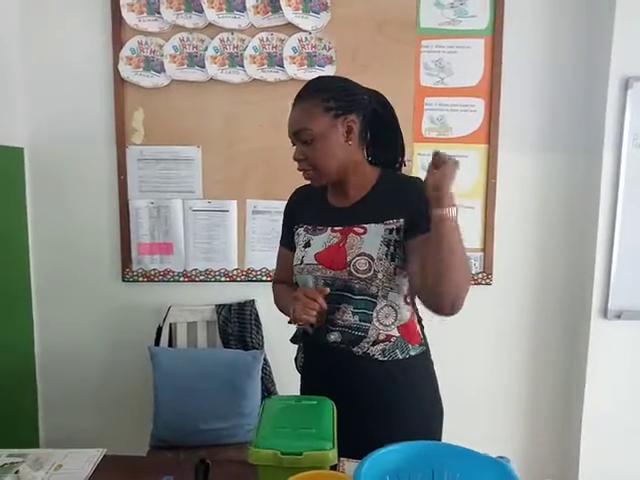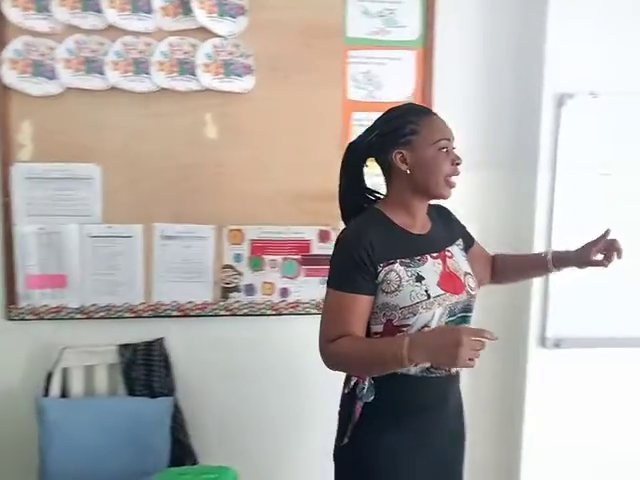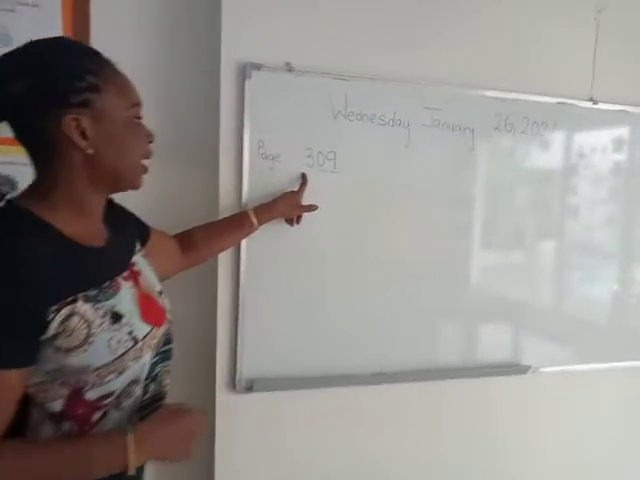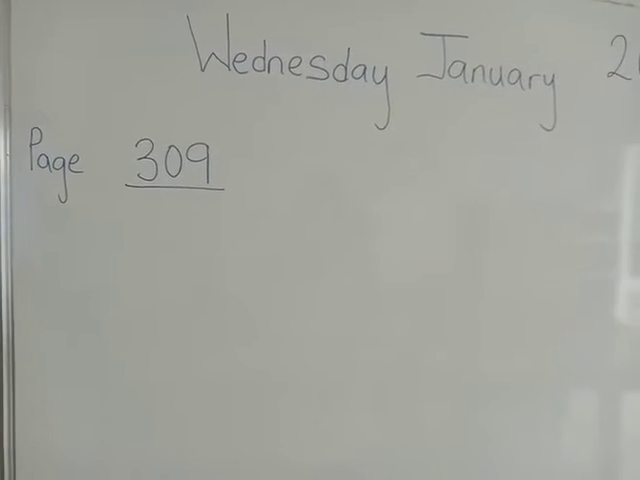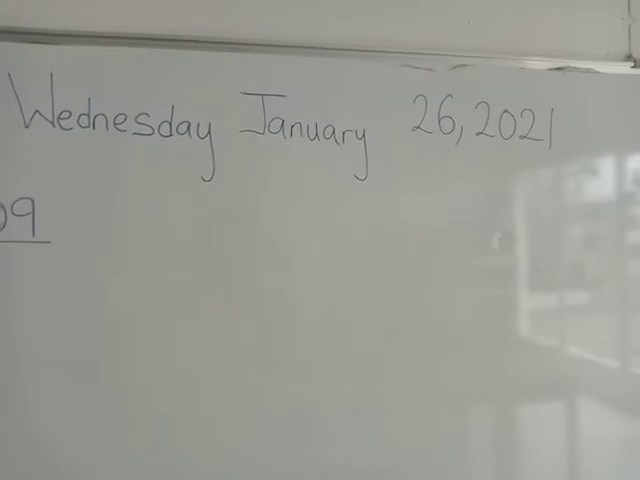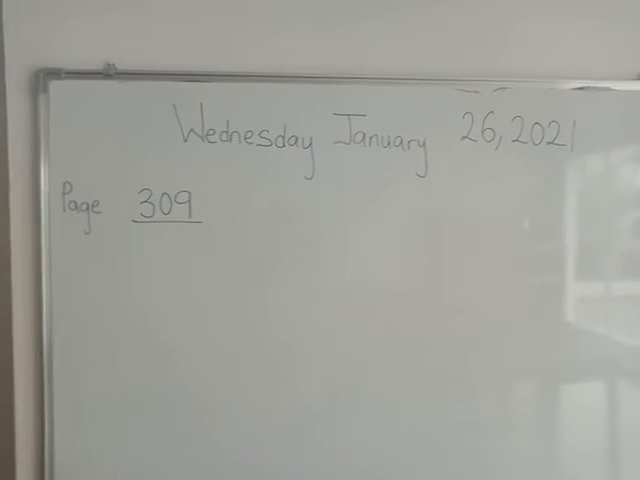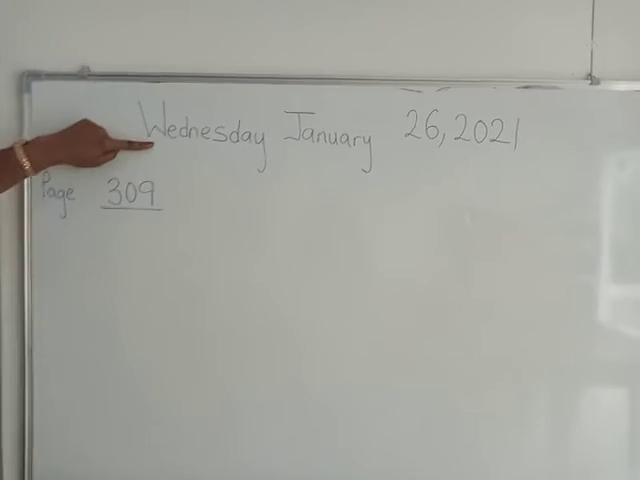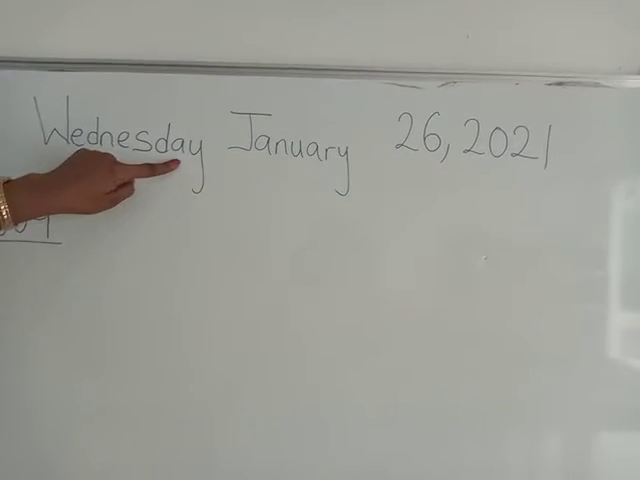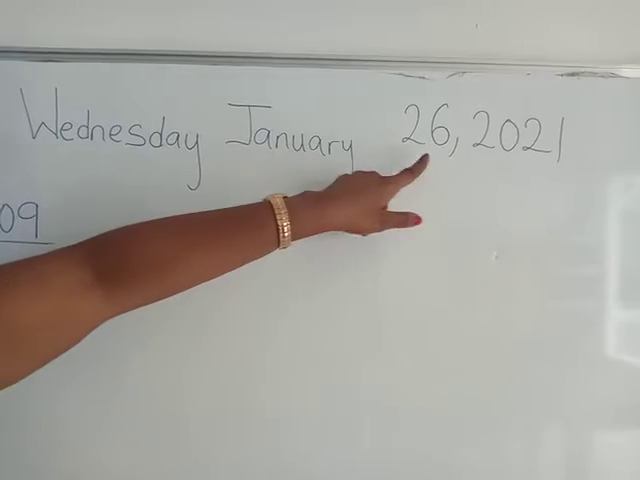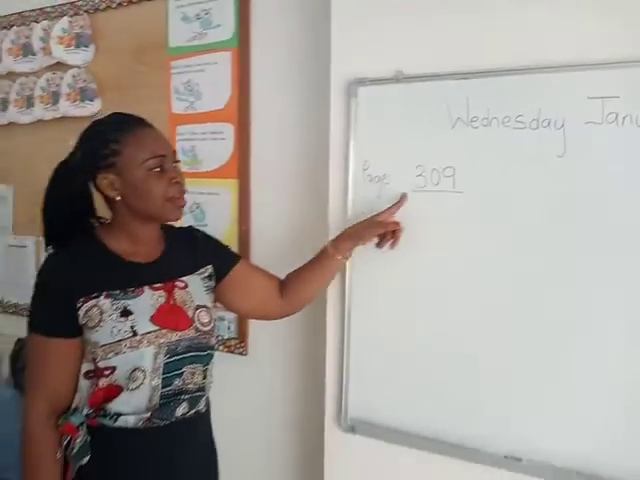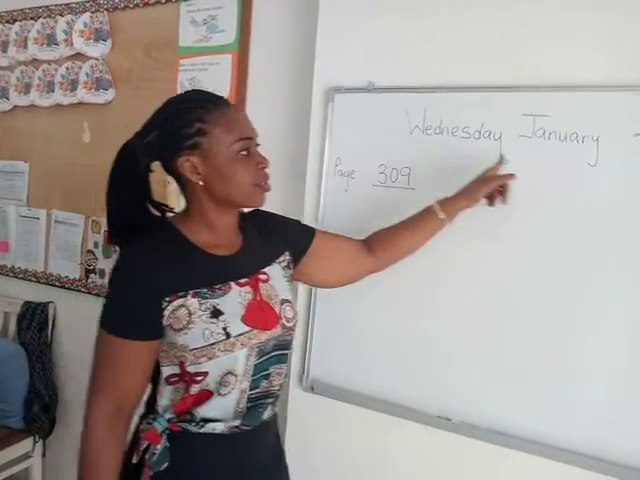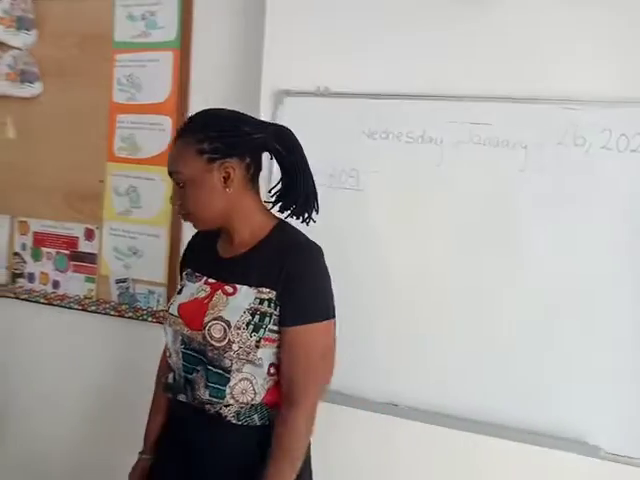So let's go to the workbook and finish up the work in the book. For that, I would like you to open to page 309 in your workbook. When you're there, the first thing we do is to write the date. Today is Wednesday, January 26, 2021. So when you're on page 309, you write the date.